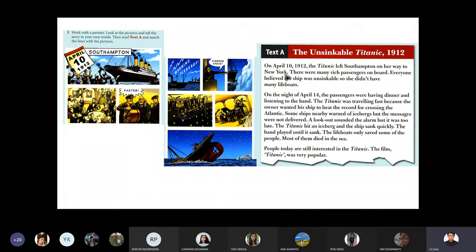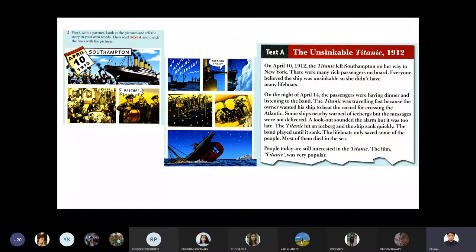Now let's look at text A together. On April 1912, the Titanic left Southampton on her way. Her here refers to the Titanic, putting it in a respectful way. We don't say "it". On her way to New York, there were many rich passengers on board. Everyone believed the ship was unsinkable because it was very big, so she didn't have many lifeboats. This one we call lifeboats here. Where is it? Here, lifeboat. Lifeboats are used when the ship gets into problems, in order to secure the passengers.